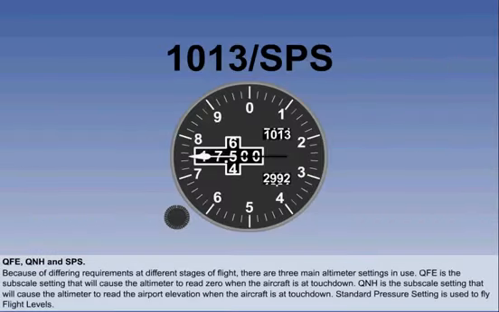Standard pressure setting, or 1013, is what we set when required to fly flight levels. Flight levels are always given in hundreds of feet, and usually only 500s and whole thousands of feet are used. Thus, 17,500 feet becomes flight level 175. This is a shorthand way for the air traffic controller to say, fly at 17,500 feet on a pressure setting of 1013 hectopascals. It takes less time on the radio.